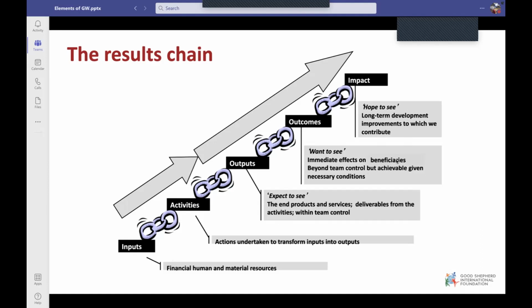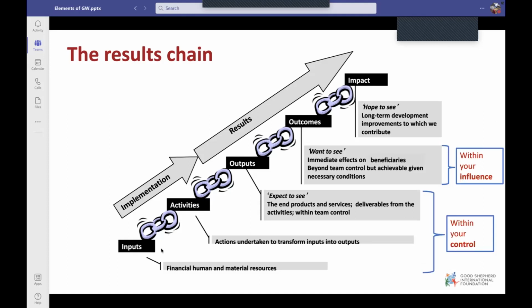So this is how you look at a results chain. But when you are planning the project, you work from the impact downwards. You work from the impact, the outcomes, the outputs, the activities, and the last thing you do is the budget. But this is sometimes the first thing that we do, no? How much money we have, and then we plan the activities, but the money is always the last. So this is within your control, this is within your influence, and this is within your interest, okay?